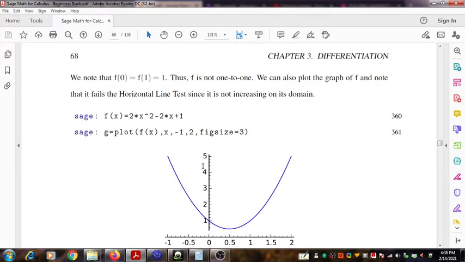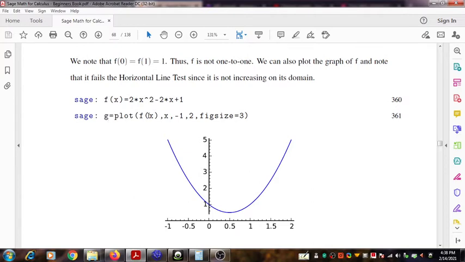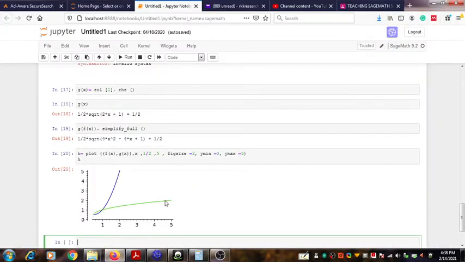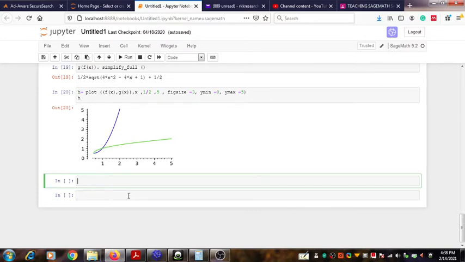Okay, we now come to the actual steps for finding the inverse. First we define the function f(x) equals 2 times x raised to 2 minus 2 times x plus 1. Then we can see a plot of the curve using the plot command. One by one we can demonstrate that.